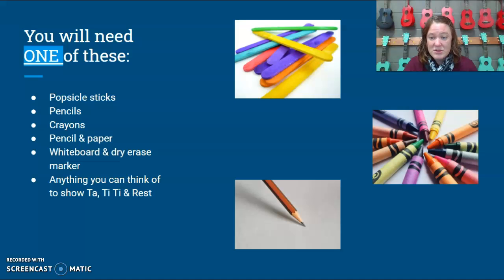You could use pencils. Instead of using 12 of those things, you could just get a piece of paper and a pencil to write it. You could also write it with a whiteboard and dry erase marker. Or if you have anything else that you can think of at home to show ta, TT, and rest, you can use that. If you need to pause this right now and go grab those materials, you can. Remember, you only need one of those things. You don't need all of them.